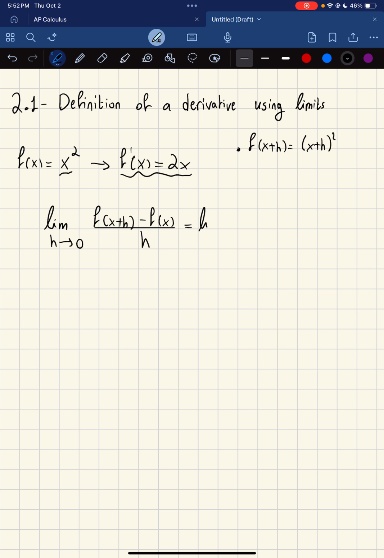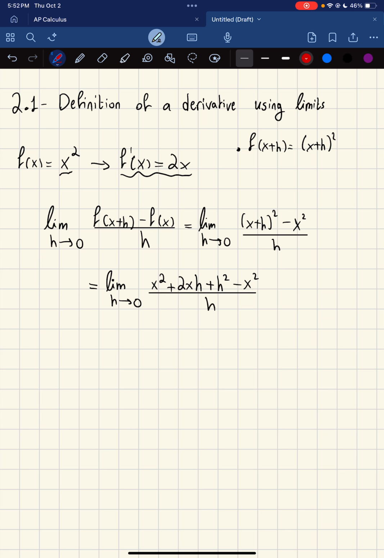So it will be limit as h is going to 0, x plus h to the power of 2 minus x squared over h, which is going to be limit as h is going to 0, x squared plus 2xh plus h squared minus x squared over h. Just a quick reminder that this is the same as a plus b to the power of 2, which will give you a squared plus 2ab plus b squared.